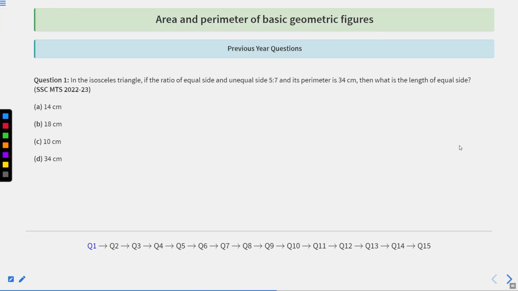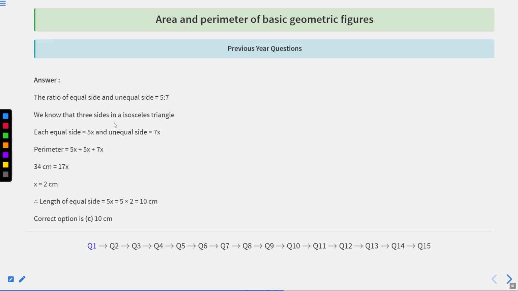In the isosceles triangle, if the ratio of equal sides and unequal side is 5:7 and its perimeter is 34 centimeter, then what is the length of equal side? So we are provided with the isosceles triangle, and the ratio of equal sides and unequal side is given to us, that is 5:7, and its perimeter is also given to us, that is 34 centimeter. Then we are interested in finding the length of equal sides.